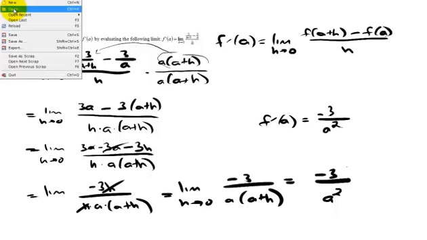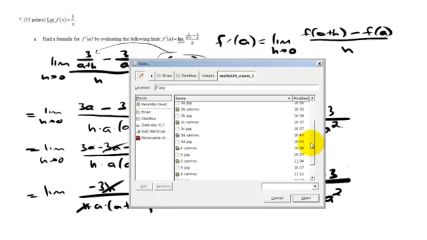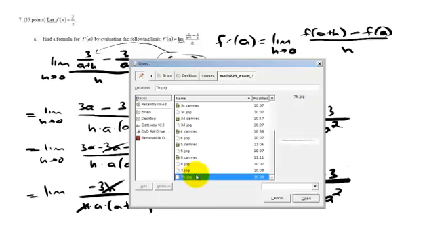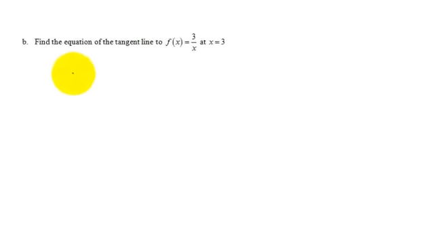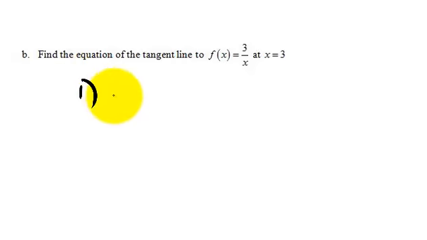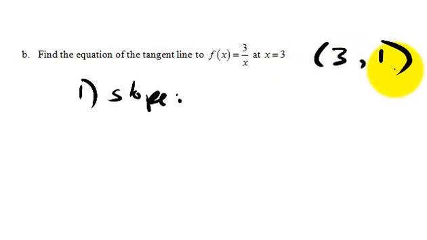Let me just go get 7b. Find the equation of the tangent line. Alright, well, in order to find the tangent line, we needed a couple different things. We needed the slope and a point. Okay, so let's work on the slope first. I needed the slope at x equals 3. Now let me just write down the point. That's 3, 1. So when x equals 3, that's my point.